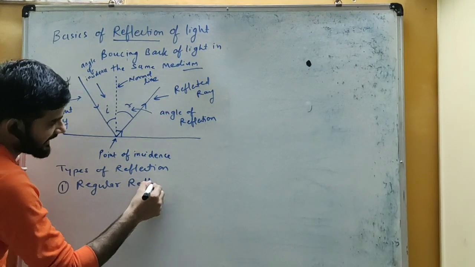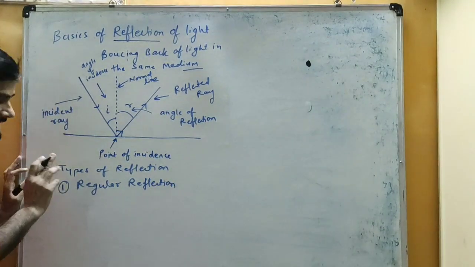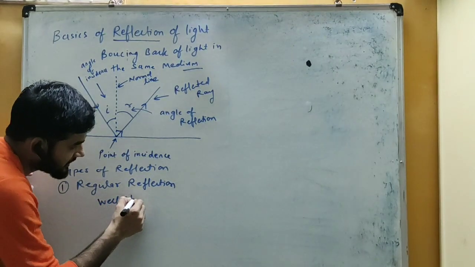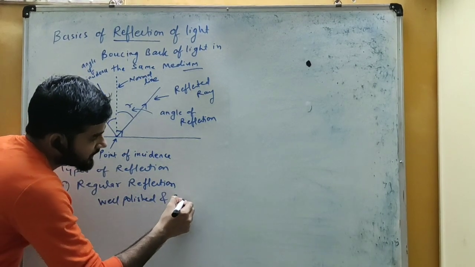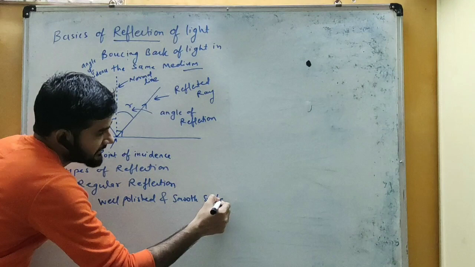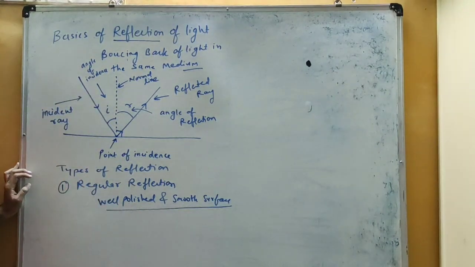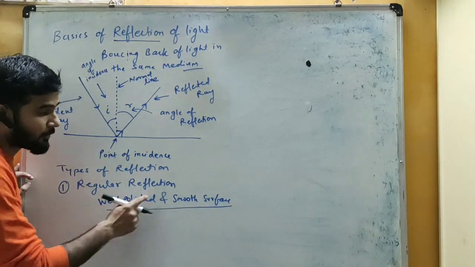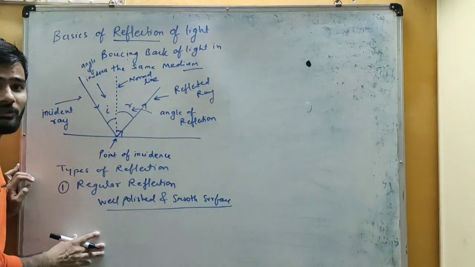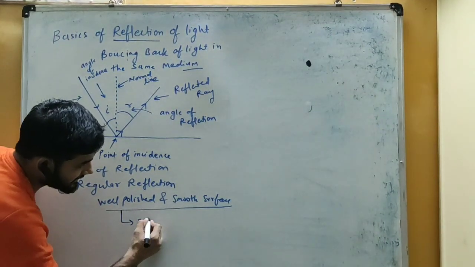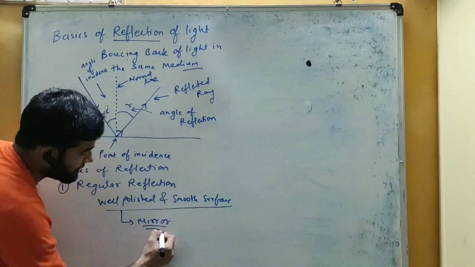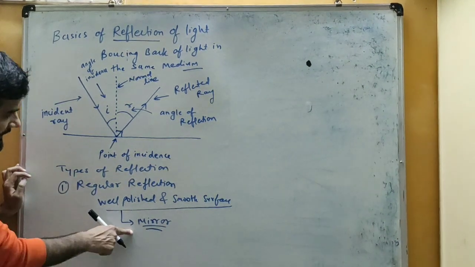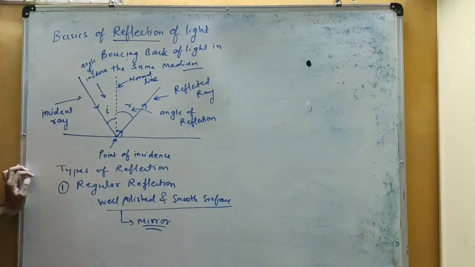Now what is this regular reflection? In regular reflection, whenever light falls on a well polished and smooth surface, that type of reflection is called regular reflection. This is based on the surface we are selecting, a well polished and smooth surface. The best example of that surface is a mirror. A mirror is a well polished and smooth surface, so whatever reflection takes place from a mirror is called regular reflection.